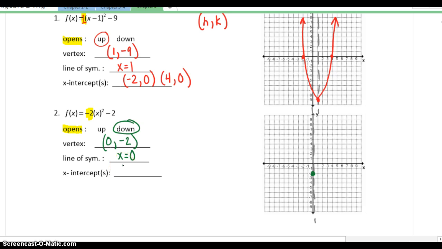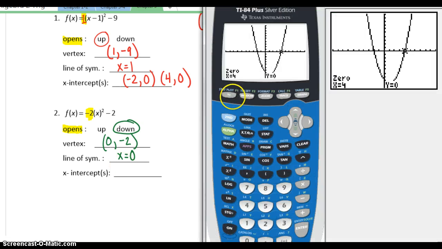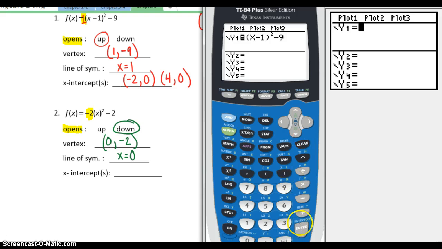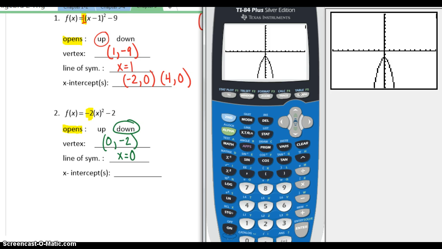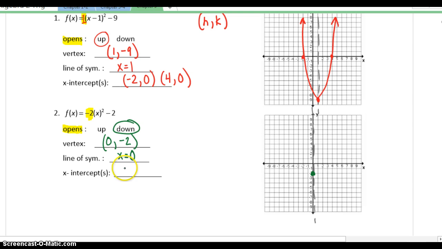Once again, for my x-intercepts, I'm going to go ahead and use my calculator. So y equals, clear out the last equation and type in my new one, -2x squared minus 2. And I'm going to graph it and find my x-intercepts. Wait, do you notice what I notice? There are no x-intercepts here, right? It never touches the x-axis. That means that over here, I'm going to say that there are no x-intercepts. There are none. But I can't graph this parabola without more points.